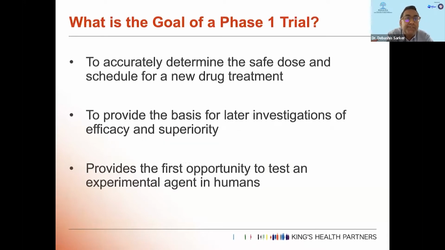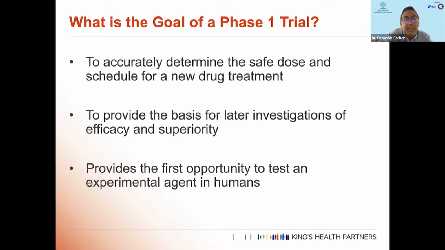But let's take it back to first principles. I'm aware that for many of you, phase 1 trials are things that you may not have seen or be aware of. So first of all, what is the goal of a phase 1 trial? The goal of a phase 1 trial is to accurately determine the safe dose and schedule for a new drug treatment. So it's really all about safety.